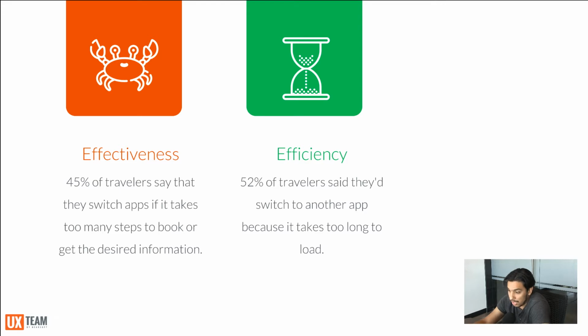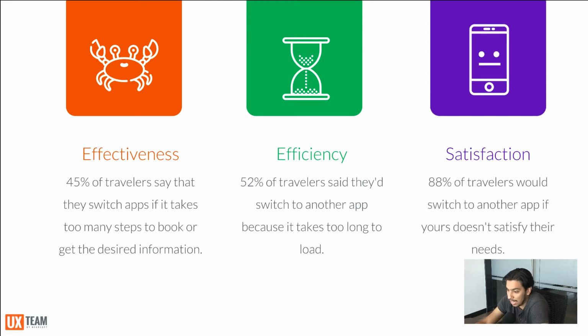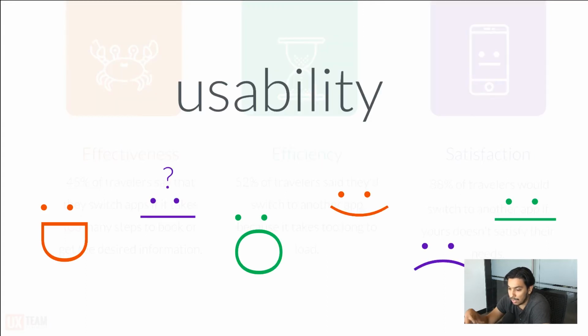The last one is satisfaction, and 88% of travelers will switch to another app if they don't find what satisfies what they're looking for. So all of these three key elements combined impact directly how usable your travel app is. So it's very important to take those key elements into consideration when you're designing or developing a travel app.